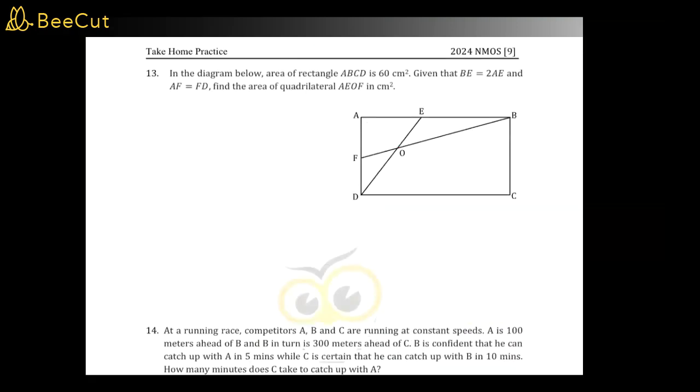Okay, in the next question, first let's connect AO. So we make use of the set ratio. BE is 2 times of AE. It's 2 to 1. So let's say triangle AOE is 1U, triangle BOE is 2U. Next, AF equals to FD. This is 1 to 1. So we can let triangle AOF be 1P. DOF is 1P.